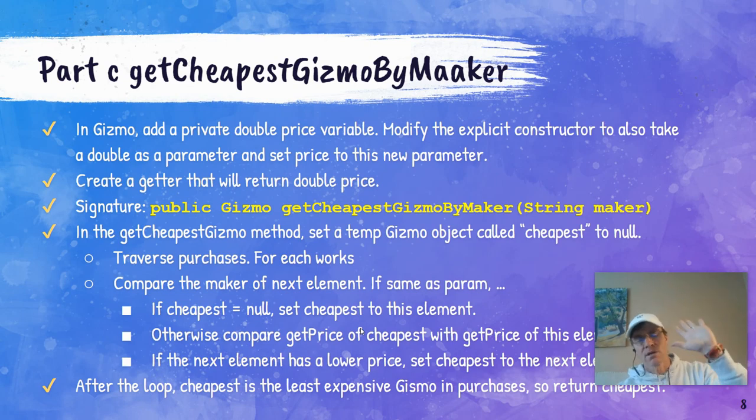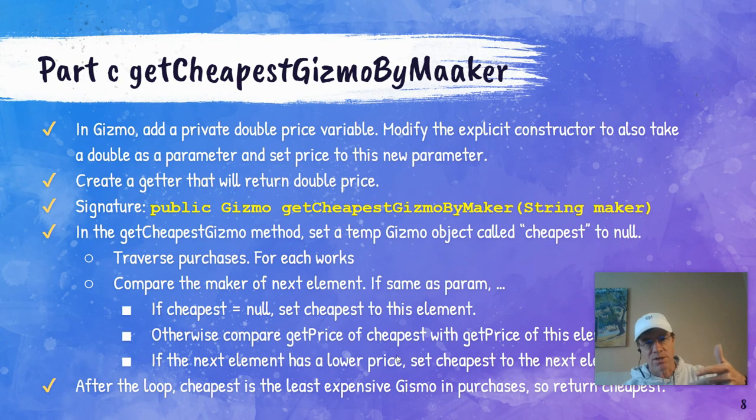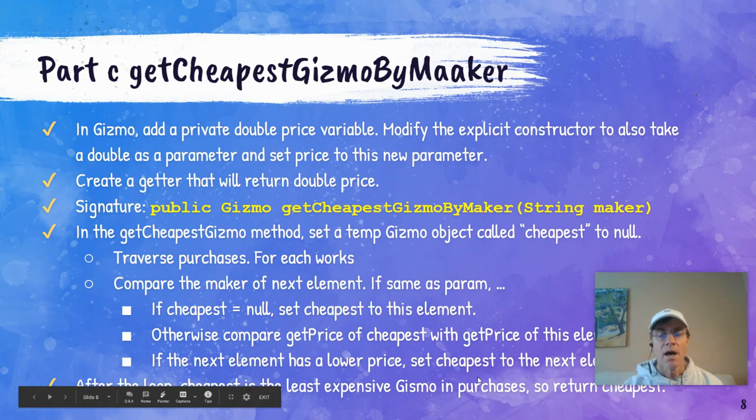So once I have it, now not only do I need to look at who the manufacturer is, but I also need to look at the price of cheapest versus the price of the next element in that array. If the next element is the same manufacturer, get the price compared to the price of cheapest. If the next element's price is in fact cheaper, then I'm going to set cheapest equal to the next element. When I'm done with that, I'm going to return cheapest. If there are none that are by that manufacturer, then I'm going to be returning null.